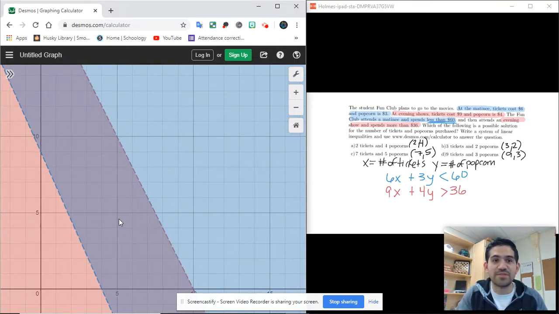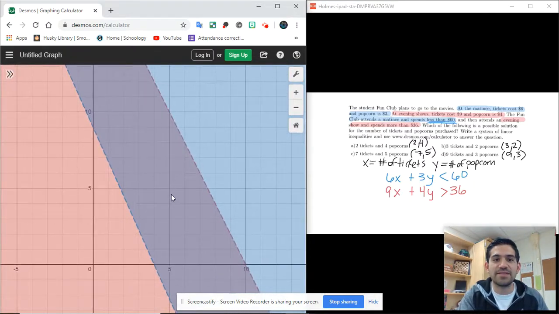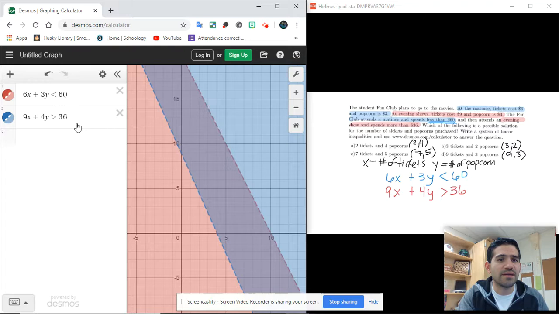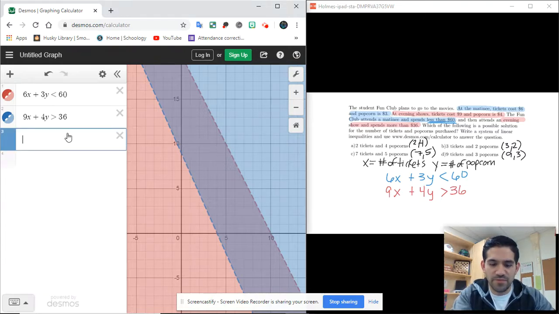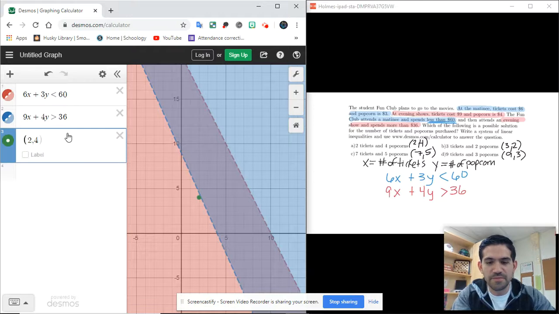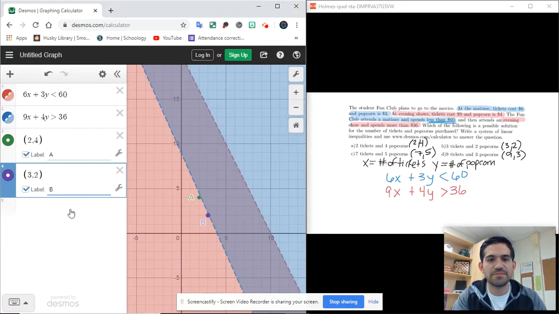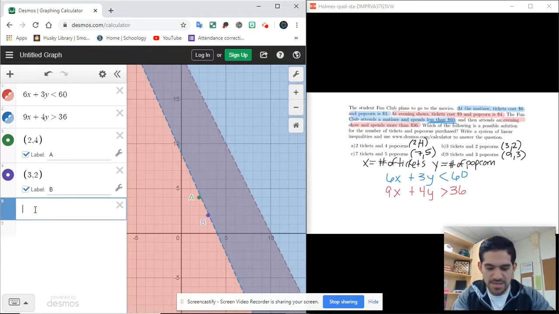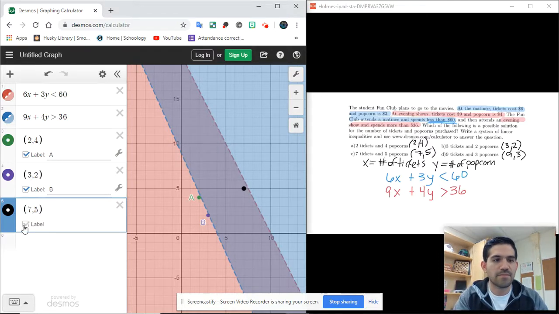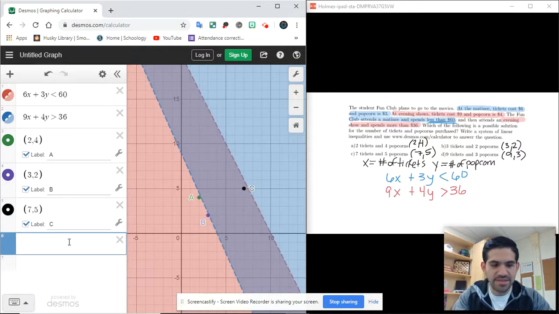So we're going to plug in these points and test which one is in this section. We can do that here in Desmos by typing in the point. For answer choice A, we have (2, 4), and I'll label it A. Answer choice B is (3, 2), and I'll label that B. Answer choice C is (7, 5). And the last answer choice is (9, 3).